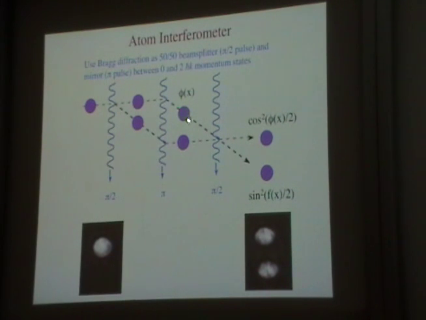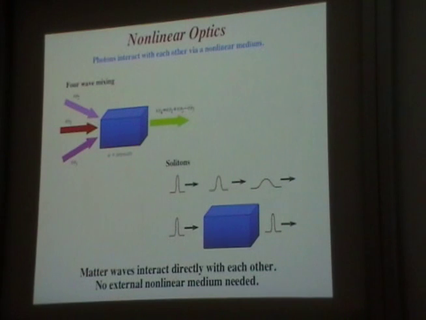So you can vary the relative phase between the two paths so you get different numbers of atoms coming out. You can even write phase patterns onto the cloud and get spatially varying patterns coming out of your interferometer. So we've spent a lot of time demonstrating and developing a lot of techniques to manipulate atoms in the realm of linear atom optics. We build atom interferometers and use them for various tests and showed that they work.